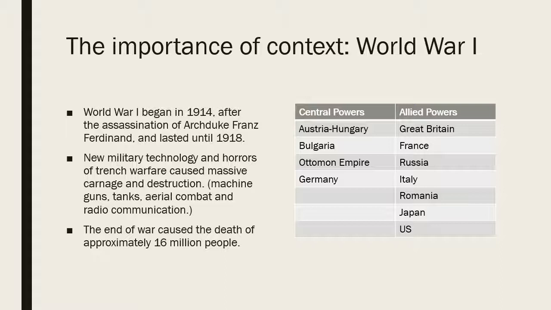What made the war unique was that it was considered the first modern war because it used new military technology such as machine guns, tanks, aerial combat, and radio communication. By the end of the war, approximately 16 million people had lost their lives. I hope this little recap will help you understand the context of the propaganda posters that we'll be looking at.